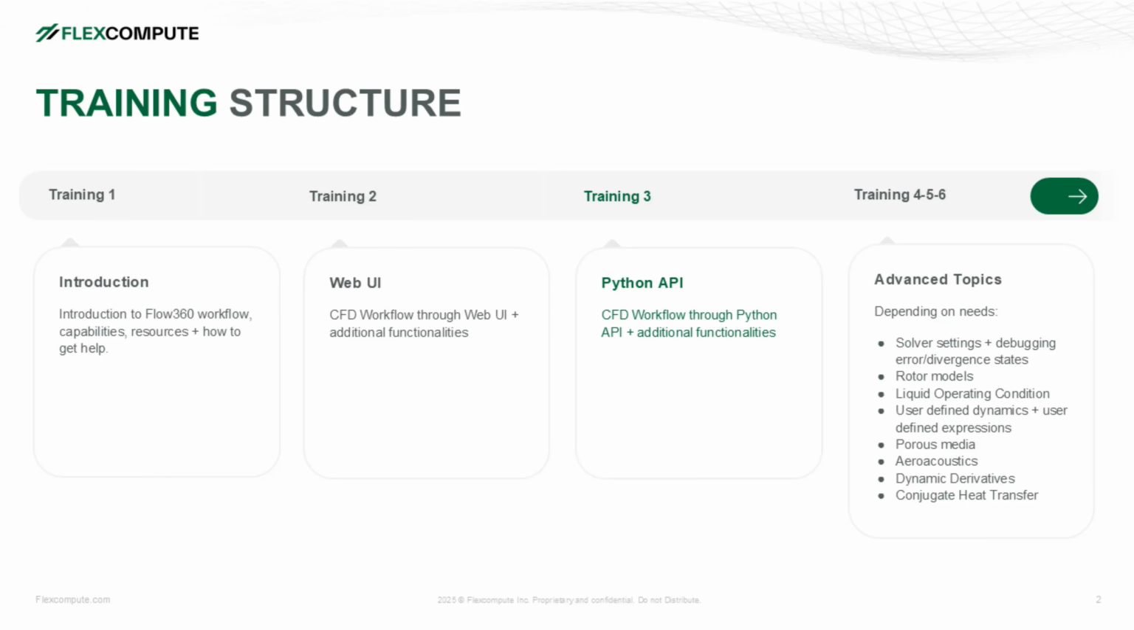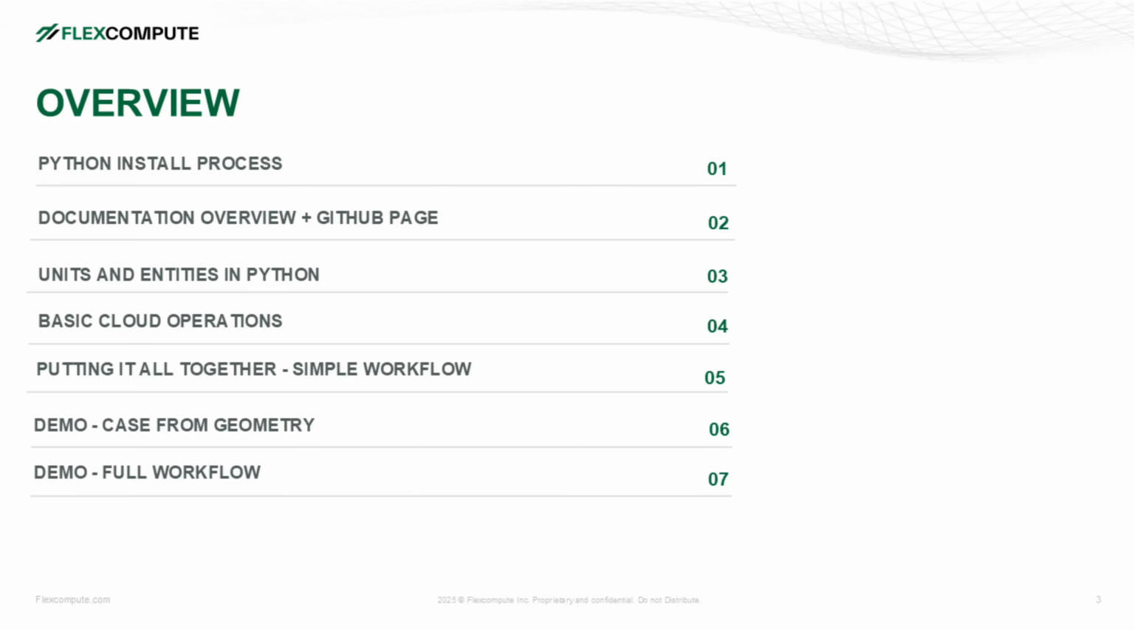Looking at our expanded visualization of the training structure, you can see this session will provide an overview of the Python API. For today's introduction training, we'll cover 7 topics. It will start with the Python install process, then a brief overview of the documentation and GitHub page, then details on the unit system and entity creation, basic cloud operations, how to put this all together, and then we will conclude with a demonstration of the full workflow.